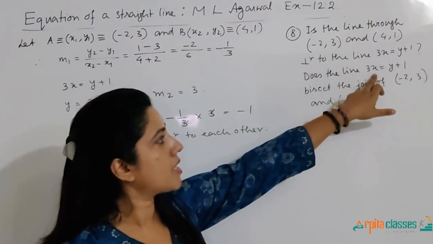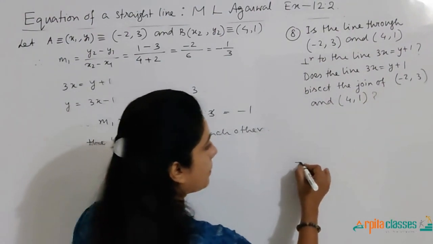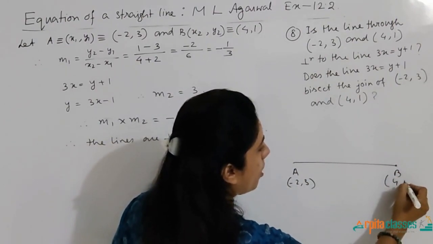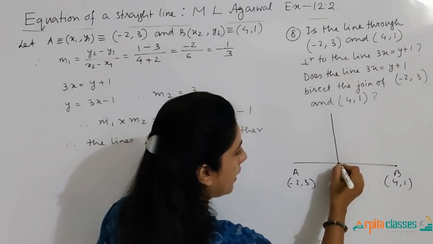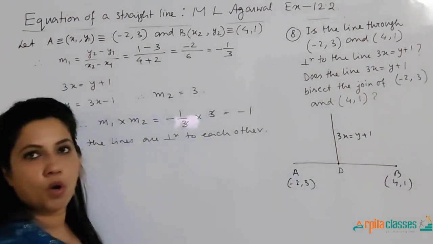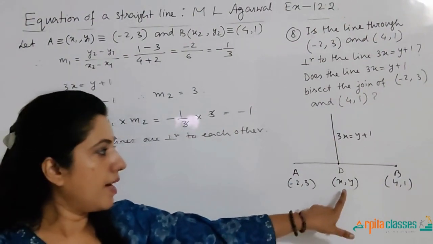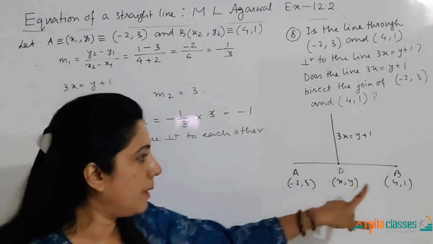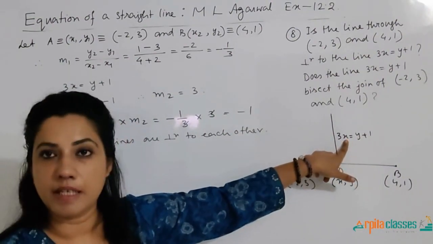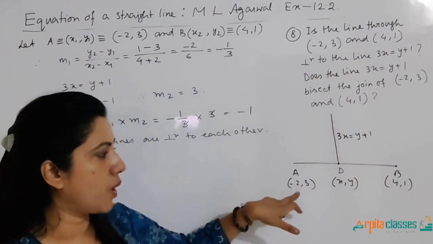Secondly, does the line 3x = y + 1 bisect the join of this and this? Means, suppose this point is your A, (-2, 3), and this point is your B, (4, 1). You have to show whether this line, 3x = y + 1, is bisecting this line or not. Bisecting means D has to be the midpoint of it. That means, if you can find the coordinates of D by the midpoint formula, and then show this point lies on this line, then this is bisecting the join of these two, right?